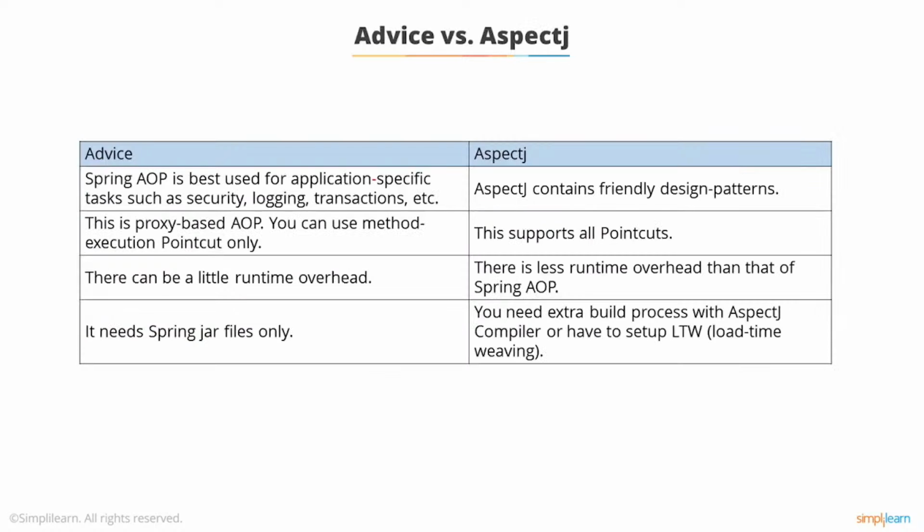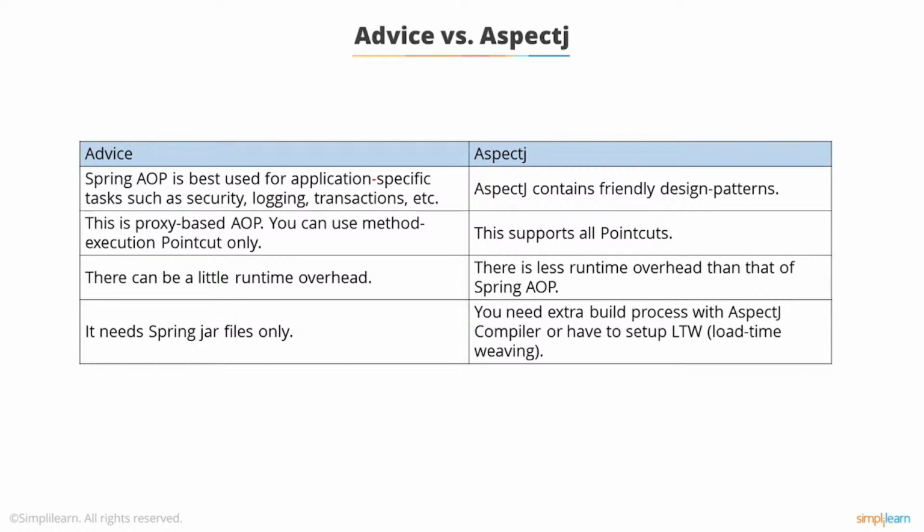So let's look at Spring AOP versus AspectJ. Spring AOP is best used for application specific tasks such as security, logging, and transactions. This is a proxy based AOP. You can use method execution pointcut only. There can be little runtime overhead. It needs Spring jar files only.